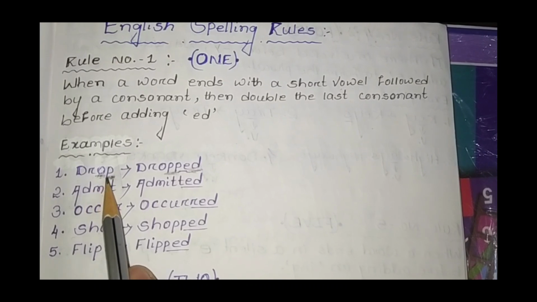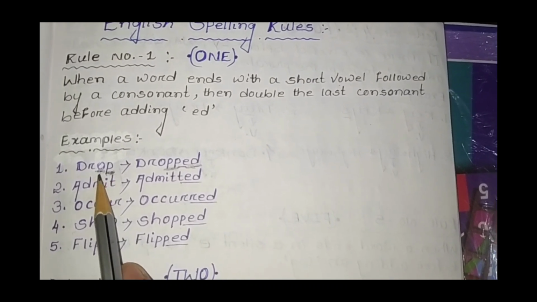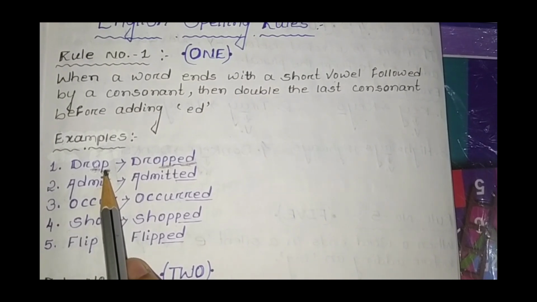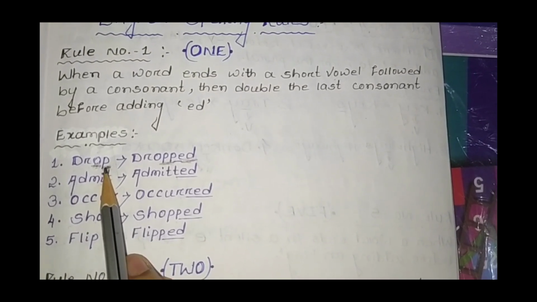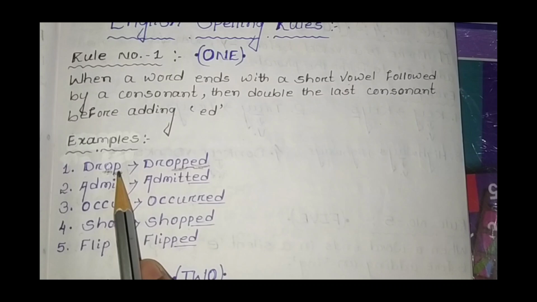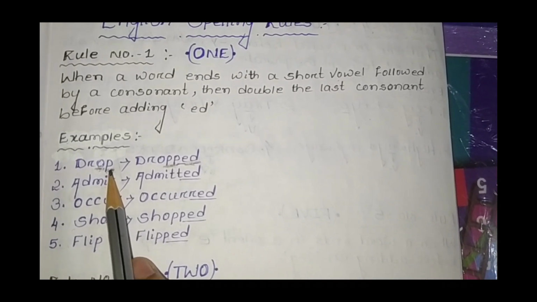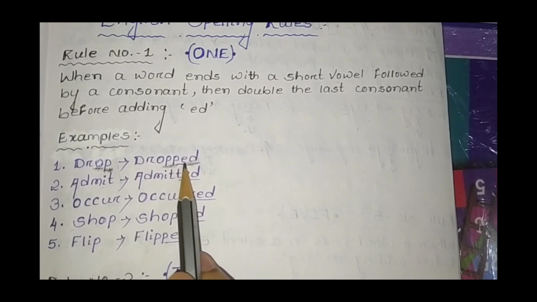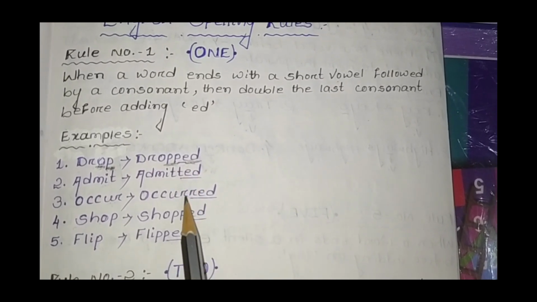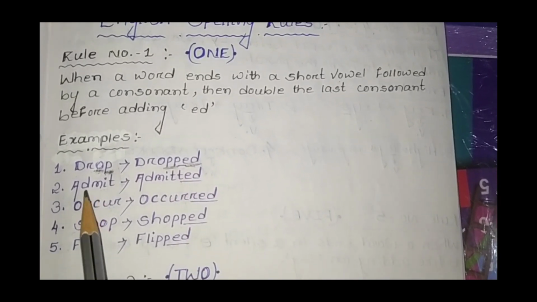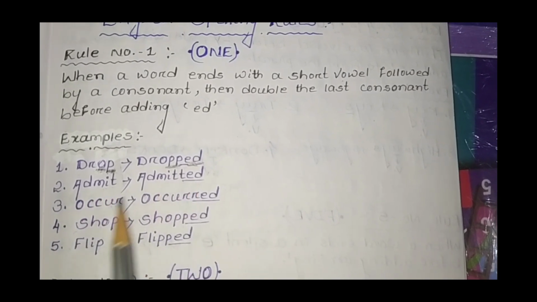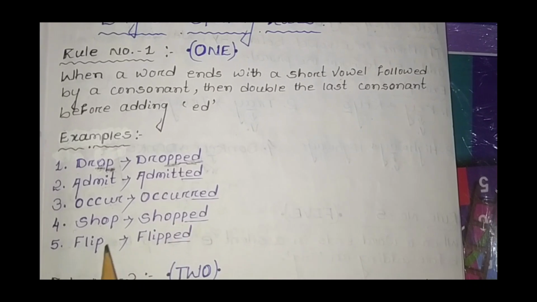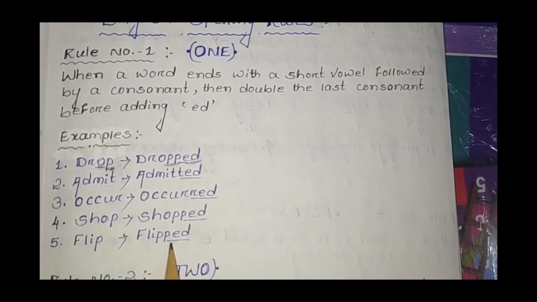The word drop. The word drop ends with a short vowel followed by a consonant, followed by P. It means P is a consonant. So followed by a consonant. That is why we double the last consonant before adding ed. So all the examples are like this. Number 2, admit, admitted, occur, occurred, shop, shopped, flip, flipped.